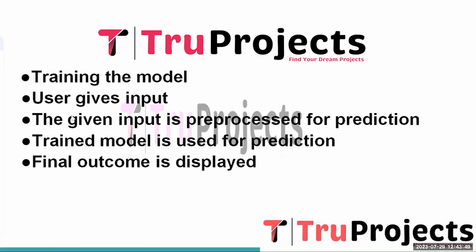And the next step is the given input is pre-processed for prediction. The input image provided by the user is pre-processed to match the format required for input to the yolov5 model. Pre-processing involves resizing, normalization, and conversion of the image into a format compatible with the deep learning model. And the next step is the trained model is used for prediction. The pre-processed user input image is passed through the trained yolov5 model for object detection. The model identifies and localizes the object in the image, providing the bounding box, coordinates, and the class label.